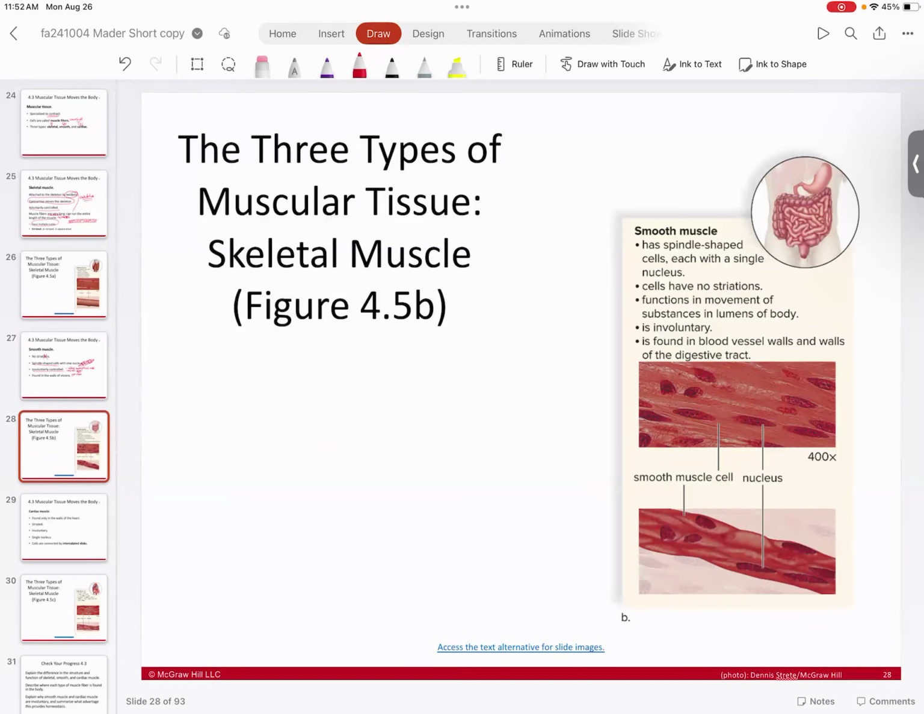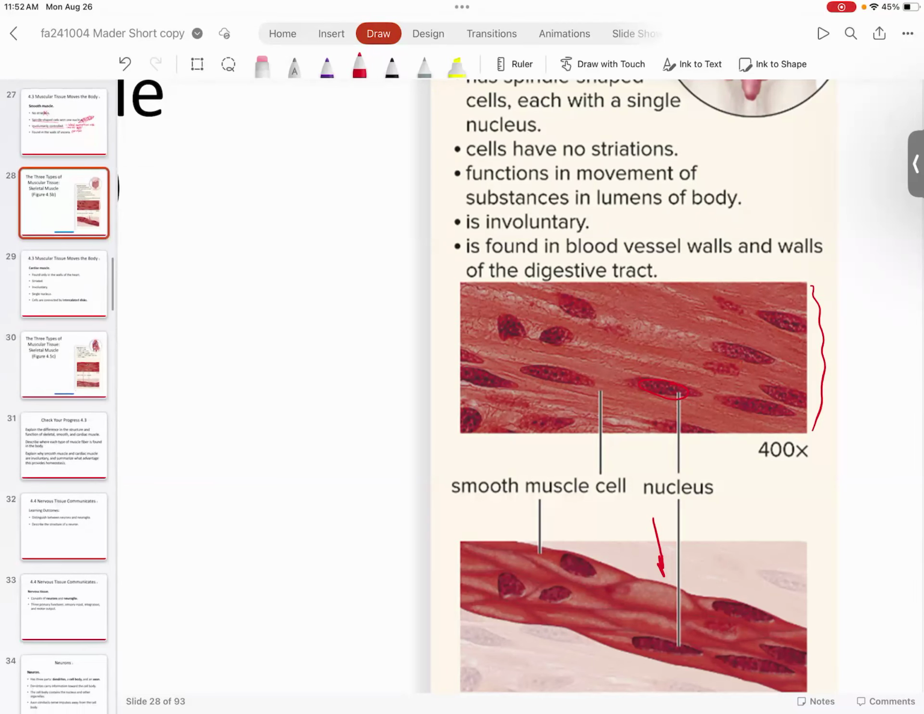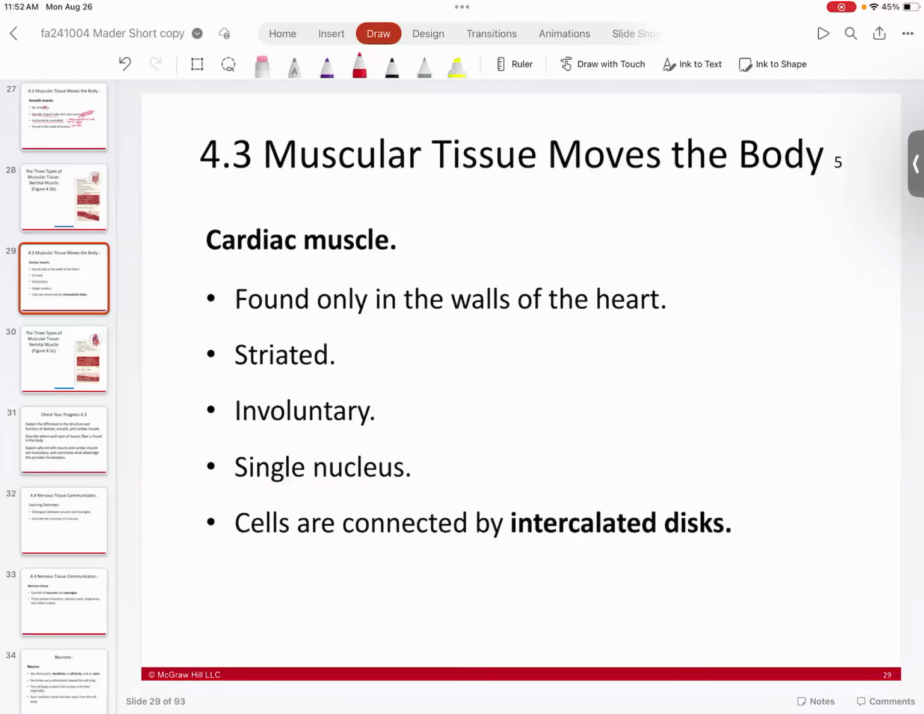So here's what they look like. You can see a bit of a river of these little gummy worms. This particular image was the one I was trying to draw. You can see the nuclei of the smooth muscle, but you can see this much more gummy worm-like river of smooth muscle. You'll see this around blood vessels, around organ walls, and things of that nature for involuntary movements.